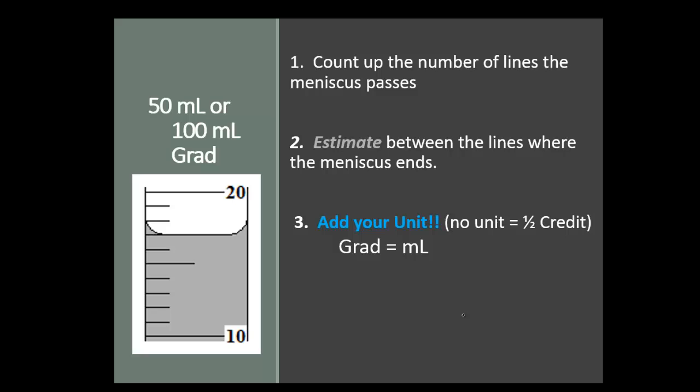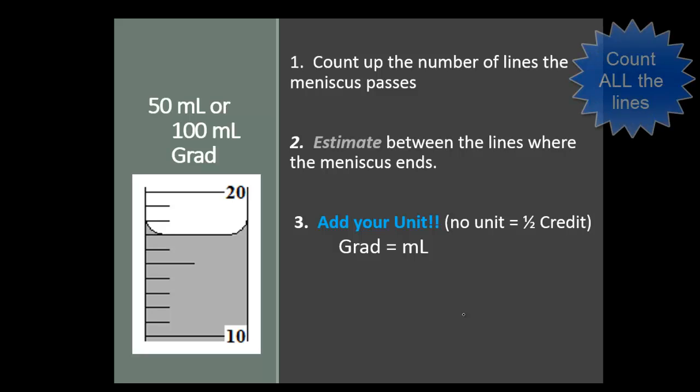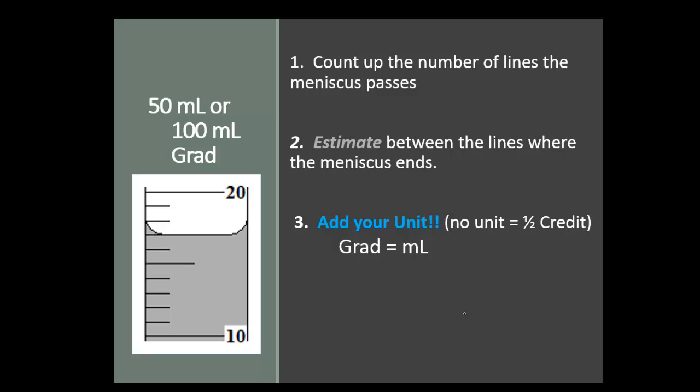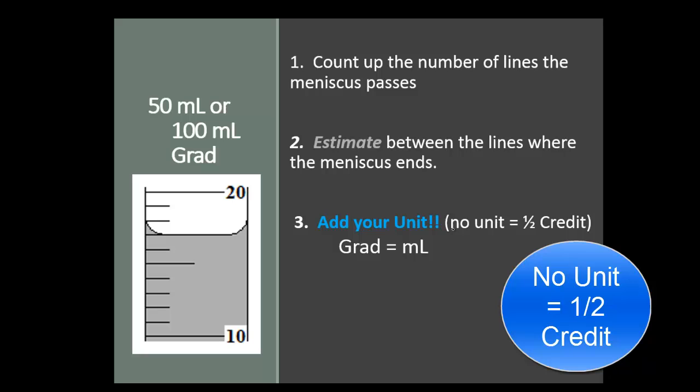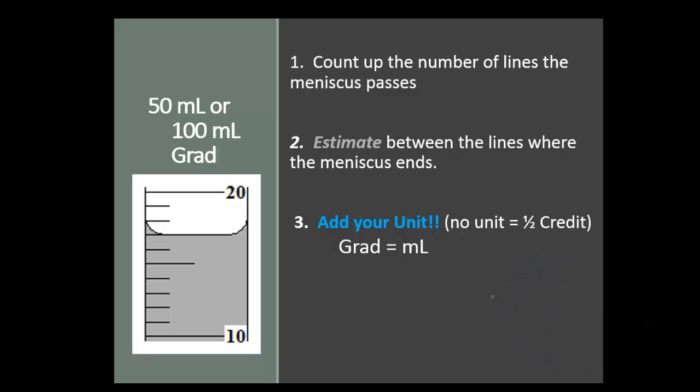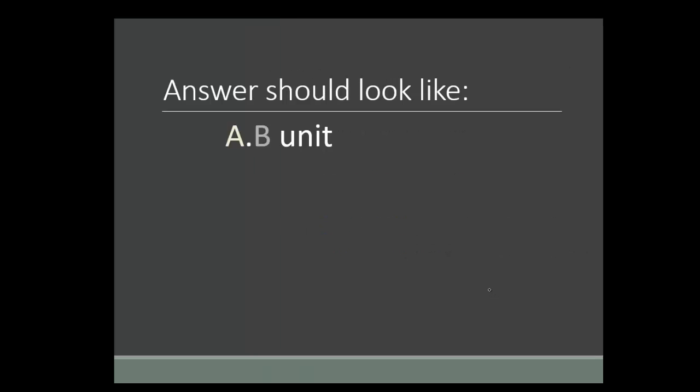Then we are going to estimate between the lines where the meniscus ends. So we don't have any little lines because in step 1, we're going to count all the lines. So then we go straight to our estimate. And then, of course, we add our unit. Again, reminding you that if you do not have a unit, you get half credit. These are grads, so they're going to be milliliters. So this time, you can see we have one less number in our measurement. So A is our number of total lines that we passed. B is our estimate.